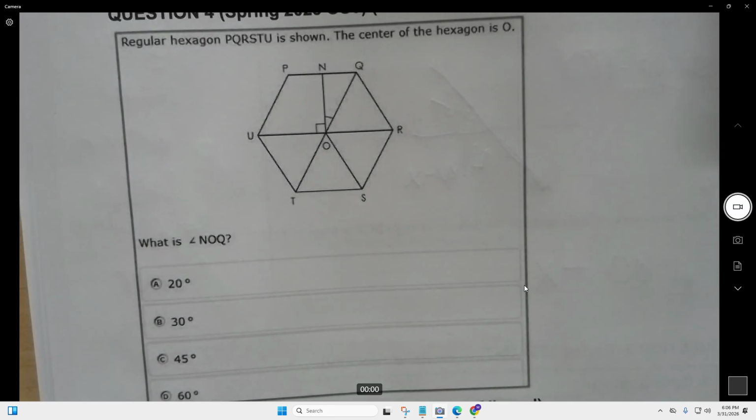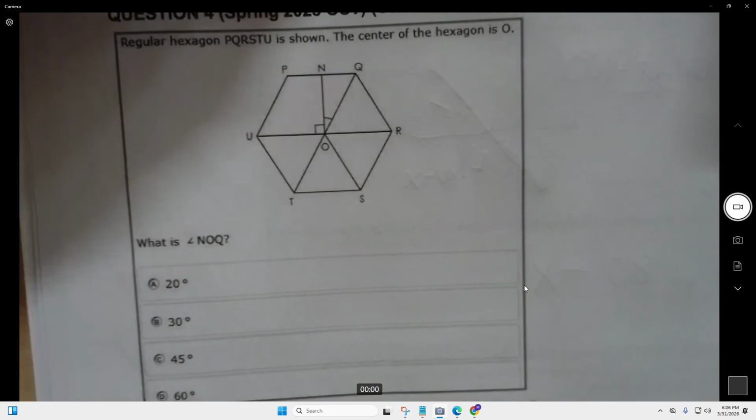Regular hexagon PQRSTU is shown. The center of the hexagon is O. What is the measure of angle NOQ?